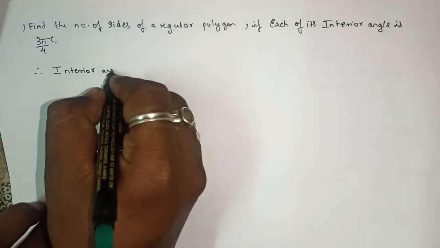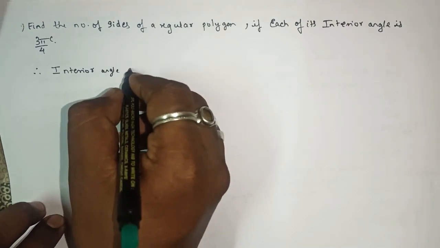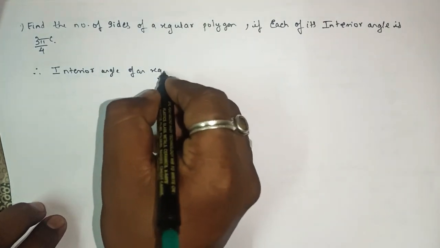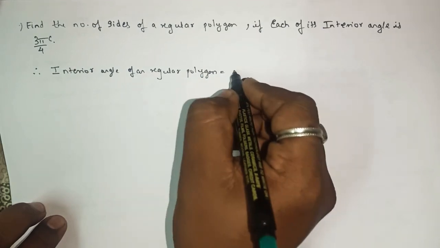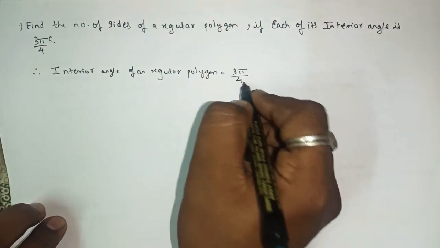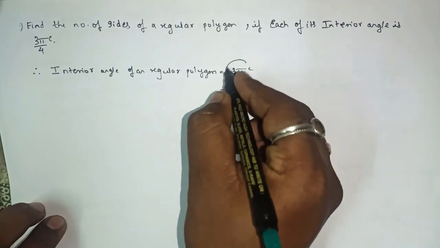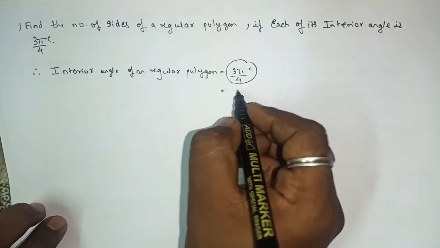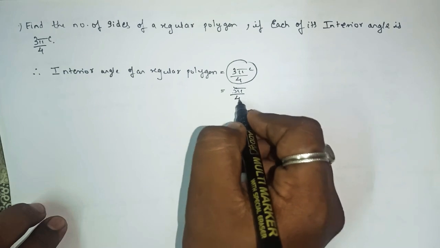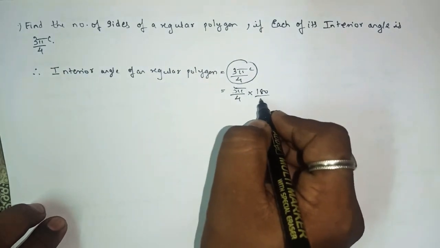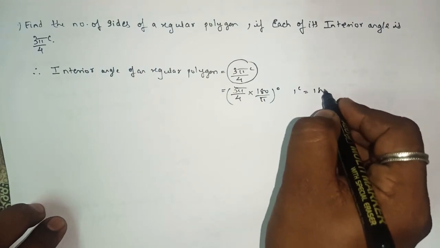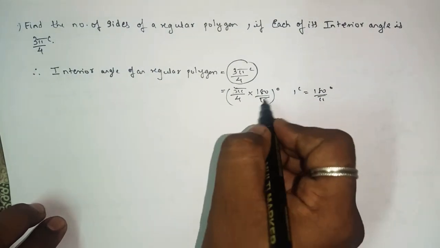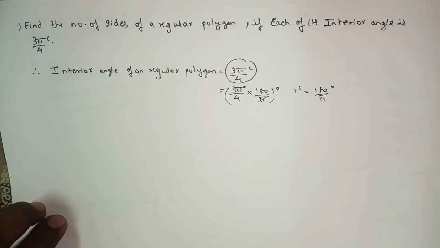interior angle of a regular polygon, which is equal to 3 pi by 4. First we'll convert this radian measure into degrees. So 3 pi by 4, simply multiply it by 180 upon pi, so it will get converted into degrees. So pi will get cancelled. Yes or no?